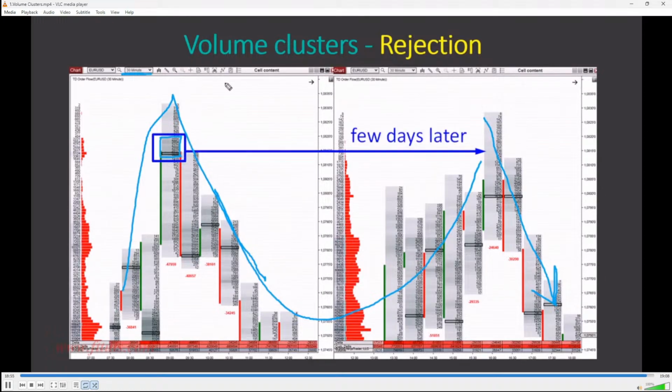But what you can see on your screen is the settings which I use and which are okay for me to analyze the market with the order flow.